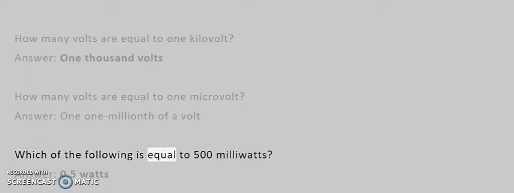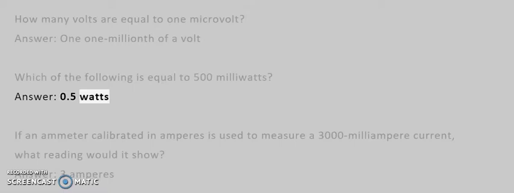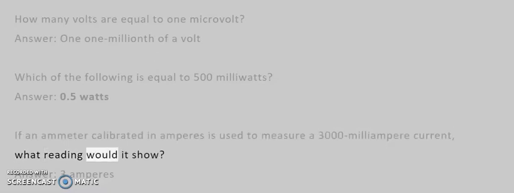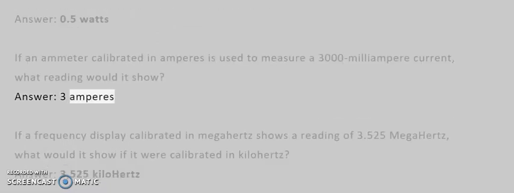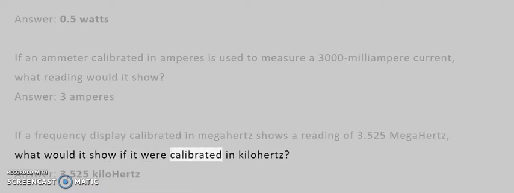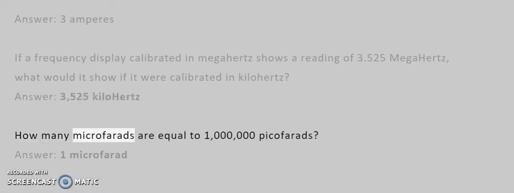Which of the following is equal to 500 milliwatts? Answer, 0.5 watts. If an ammeter calibrated in amperes is used to measure a 3000 milliampere current, what reading would it show? Answer, 3 amperes. If a frequency display calibrated in megahertz shows a reading of 3.525 megahertz, what would it show if it were calibrated in kilohertz? Answer, 3525 kilohertz. How many microfarads are equal to 1 million picofarads?